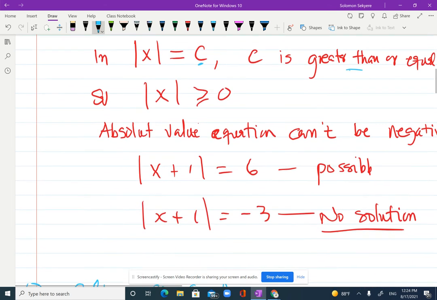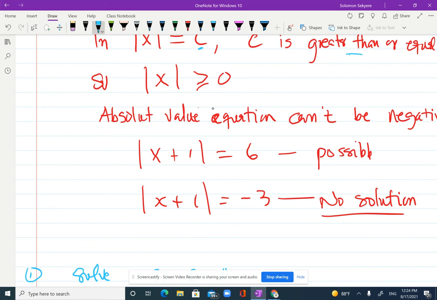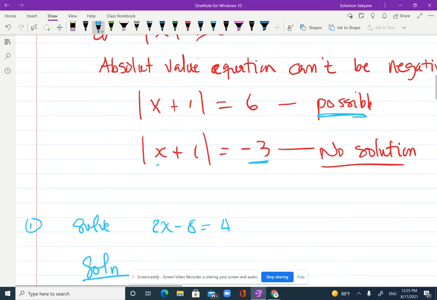If we have, for instance, the absolute value of x plus 1 equals 6, we can solve this, and x has a value. If we have the absolute value of x plus 1 equals, let's say, -3, we say there is no such value of x, it's no solution. Absolute value is the positive number.